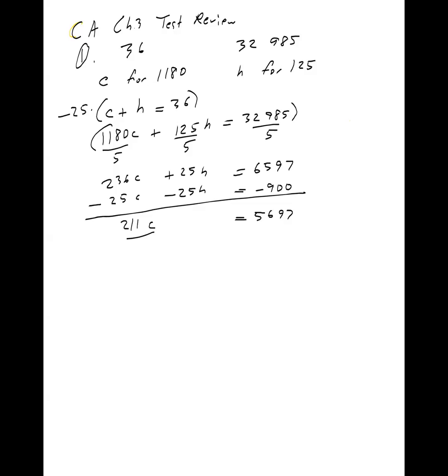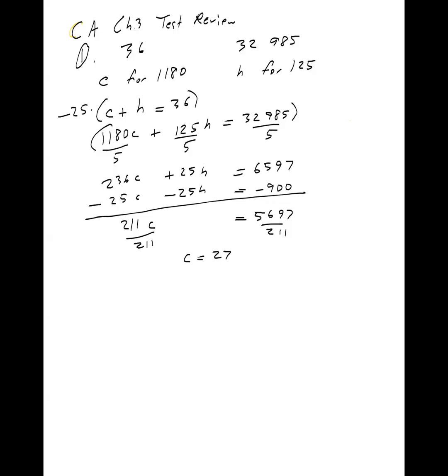The next step is to divide by 211. When you do that, you'll get 5697 divided by 211, which is 27. So in this particular example, there were 27 computers sold. The numbers will probably be different for you, but you'll work it the exact same way.